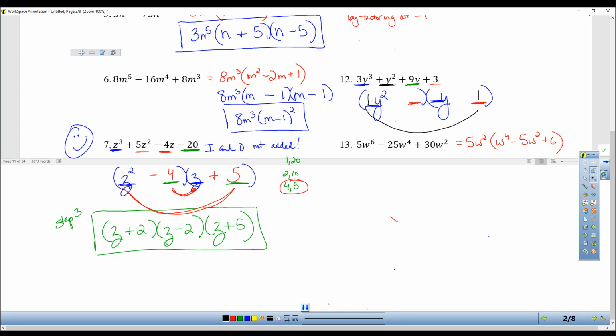I say doesn't have a number, just the number 1, because that would make 1y squared. But if this is a 1, then by default this one has to be the 3, because the last times the last has to make the last. And that also works that if this is the y squared and we're trying to make 3y squared, this must also be the 3, and that would make the 9y. So like I said, it's kind of like a big puzzle that you're trying to put together.